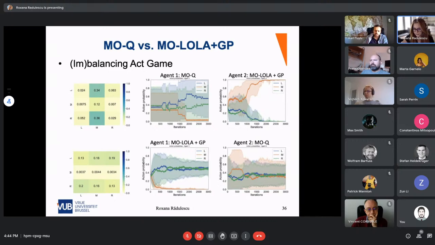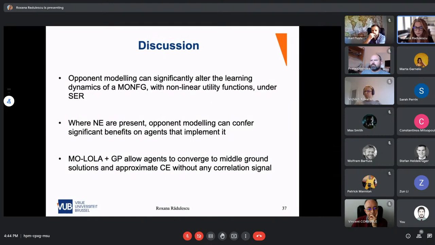Okay, so even though it was not such a difficult setting, we have already managed to show that opponent modeling can significantly alter the learning dynamics when we consider the SER criterion with nonlinear utility functions. We have seen that when Nash equilibria are present, even simple opponent modeling can confer agents nice benefits, allowing them to shift outcomes in their favor. And the nice surprise was our multi-objective LOLA plus the Gaussian process model that allows agents to converge to middle ground solutions.